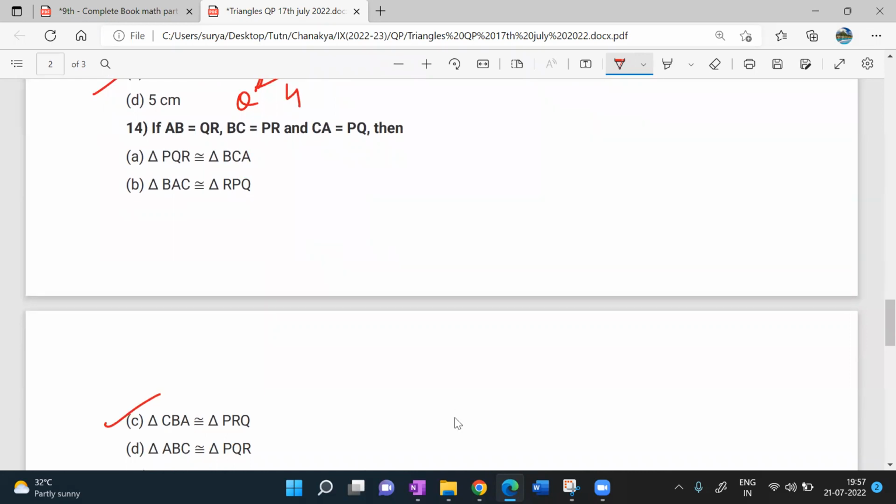Triangle CBA. You have to write in the order, sir. ABC, PQR. AB is equal to QR. Okay, let's take it like this. It should be ABC equal to QRP, or CBA is equal to PRQ. Inverse. RQP. BC is equal to PR.